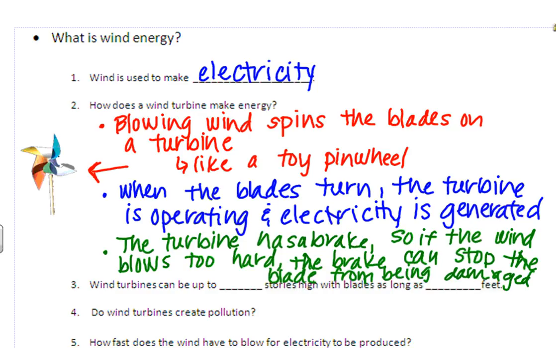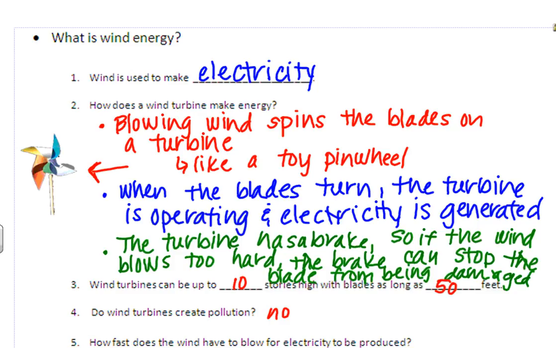So wind turbines can be up to 10 stories high. So it can be huge. Ten stories high with blades as long as 50 feet. So do wind turbines create pollution? If they are renewable energy, what do you think? Do they create pollution? No, they don't. So wind turbines are a source of clean energy.